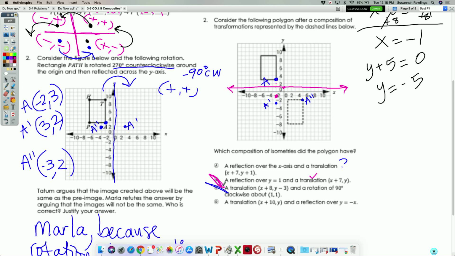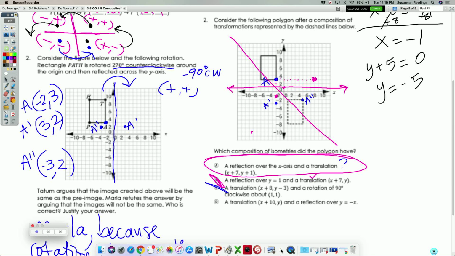Let's hope that the last one's wrong as well. What does that translation tell me to do? Move over 10. And then we're going to reflect across there. So translating to the right 10. 1, 2, 3, 4, 5, 6, 7, 8, 9, 10. If I reflect that across my diagonal negative line, where's it gonna go? Right now it's in the positive, positive. Where's it gonna go? Negative, negative. Is that correct? No. So my correct answer was A. But you always want to double check. Okay, that is our notes for today.